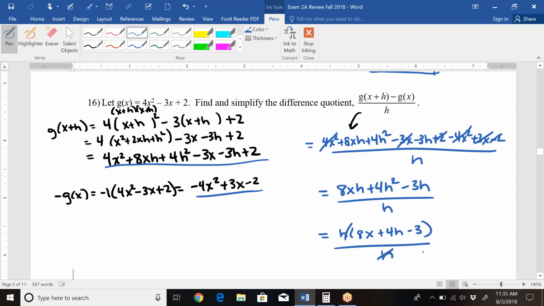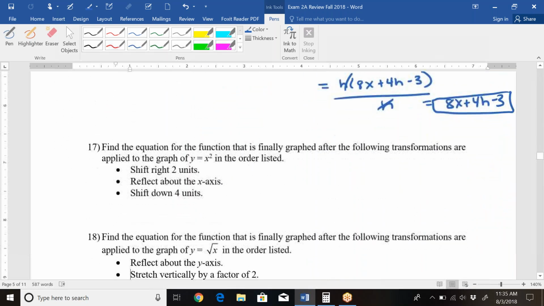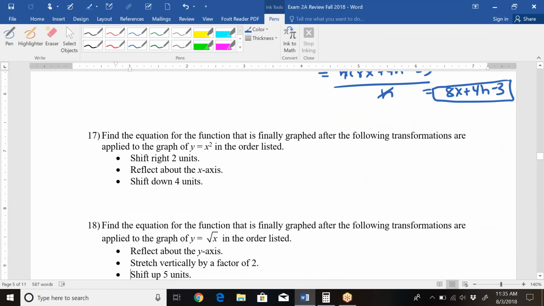Reduce that down. So this has an answer of 8x plus 4h minus 3. Okay, let's move on to number 17. 17 and 18 are both about writing transformations of functions based on a description that's given to you. So you kind of have to understand where the pieces go. And this first one, the parent function is y equals x squared.